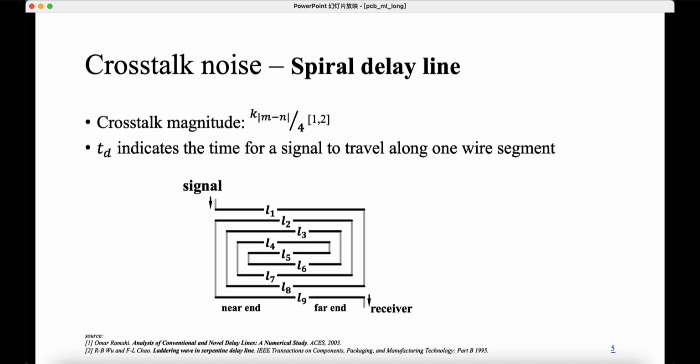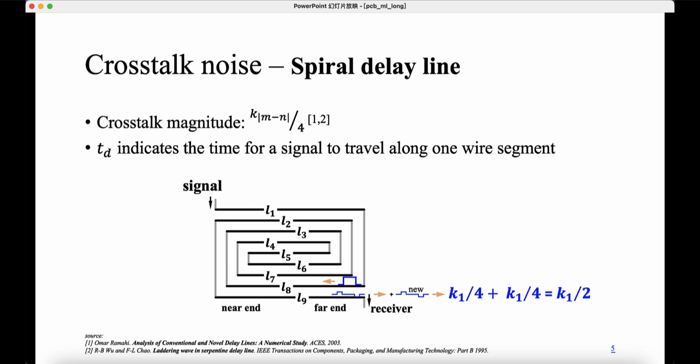As with the serpentine delay lines, at time 0, the main signal switches at the near end of L1 and propagates from left to right. Meanwhile, the adjacent crosstalk pulse of magnitude K1/4 induced by the main signal at L1 at time 0 proceeds straight to the receiver. At time Td, the main signal propagates to the far end of L8 and induces two adjacent crosstalk pulses of magnitude K1/4.